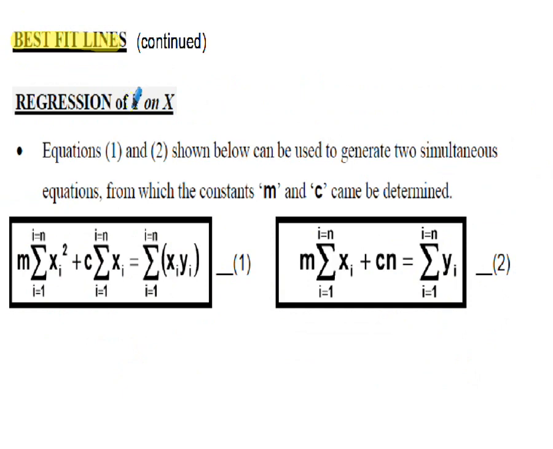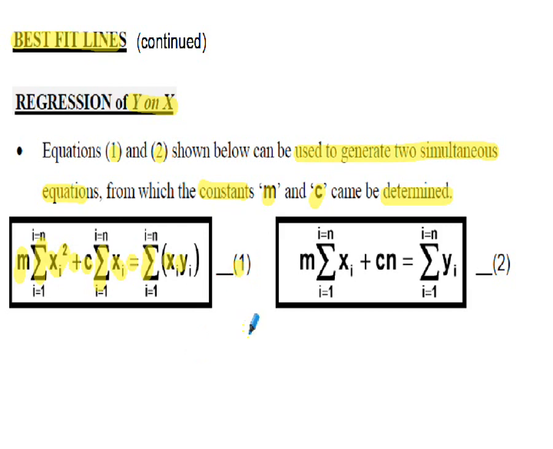Best fit lines continued here, we're looking at regression of y on x. Equations 1 and 2, shown below without proof, can be used to generate two simultaneous equations from which the constants of m, the gradient of the line, and c, the intercept with the y-axis, can be found. These equations are derived from the least squares theory. Equation 1 is of the form m multiplied by the summation of all the x squared values plus c times the summation of all the x values, and that's equal to the summation of the x multiplied by the y values.